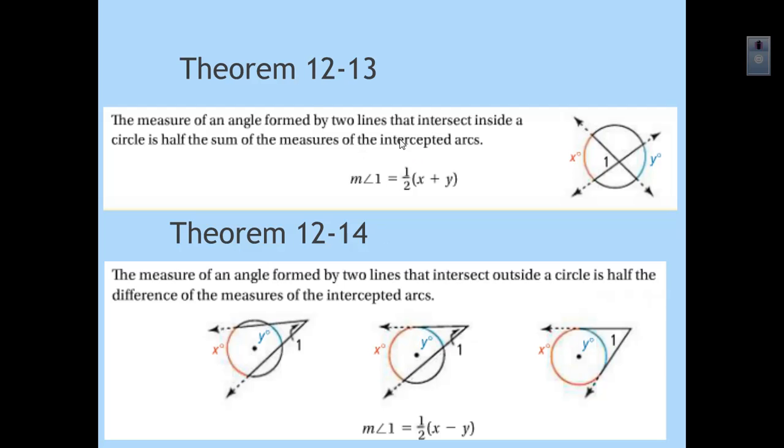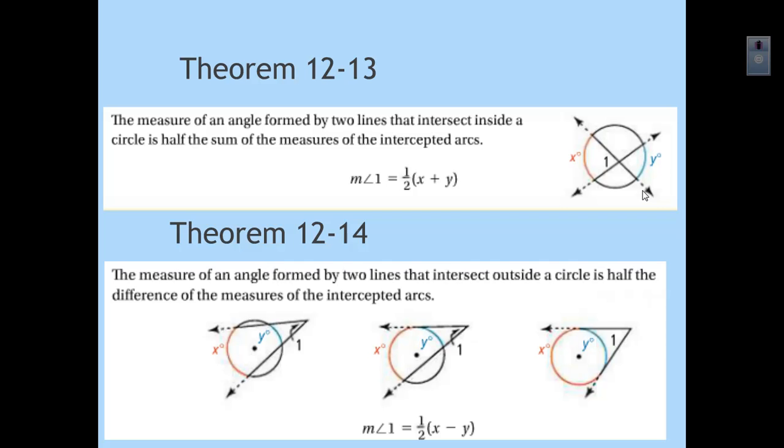So let's take a look at Theorem 12.3. The measure of an angle formed by two lines that intersect inside a circle, okay, which is not going to be the central angle, is half the sum of the measures of the intercepted arcs. Now, this is angle 1. In order to find angle 1, you're going to take half of the sum of the two values, which would be x and y. These are the two arcs that our angle intercepts.